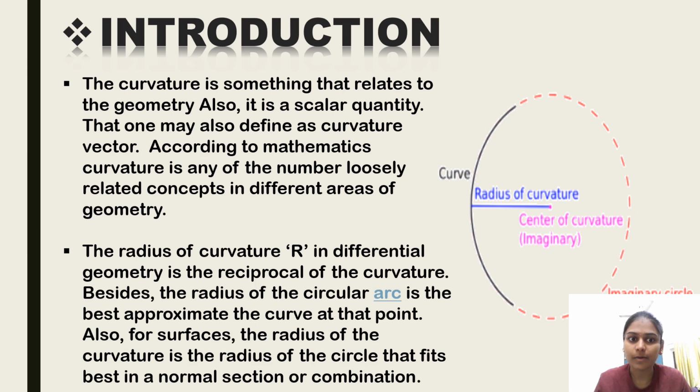First one is introduction. The curvature is something related to geometry. Also, it is a scalar quantity, though one may also define a curvature vector. According to mathematics, curvature is any of a number of loosely related concepts in different areas of geometry. The radius of curvature r in differential geometry is the reciprocal of the curvature. The radius of the circle arc best approximates the curve at the point. Also for surfaces, the radius of curvature is the radius of the circle that fits best in a normal section or combination.